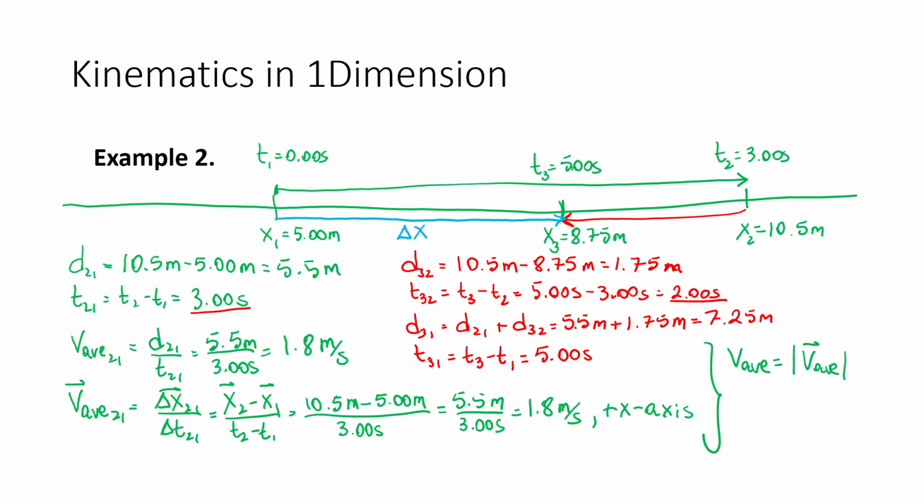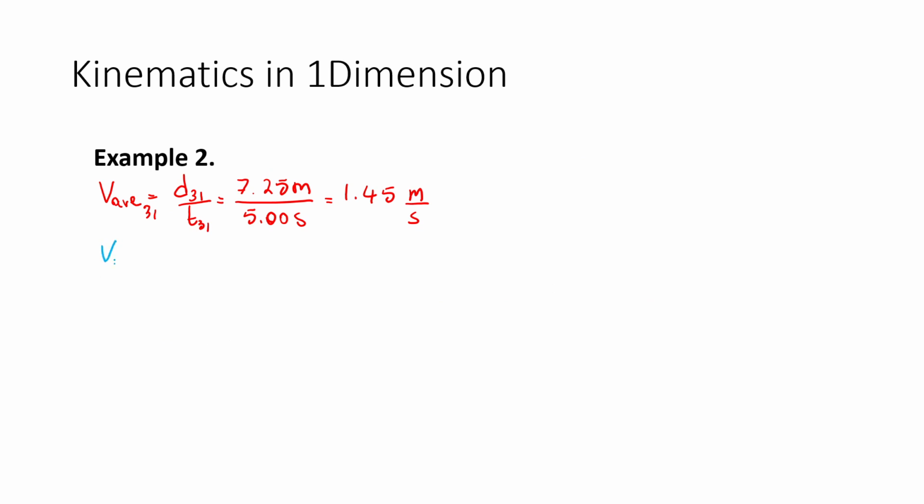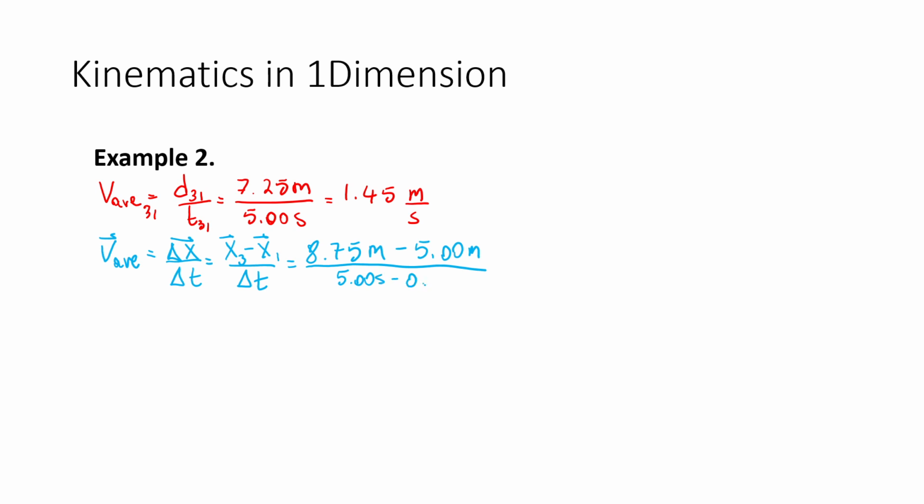We can also understand this by saying that x1 is the initial position of the dolphin, whereas x3 is the final position of the dolphin. So delta x for the entire 5-second lap is going to be x3 minus x1. So how do we calculate the average velocity in that case? The average velocity is going to be delta x divided by delta t, and this will be x3 minus x1 divided by delta t. So this is going to be 8.75 meters, which is the final position, minus 5 meters, which is the initial position, divided by the total time lapse, which goes from 0 to 5. So it's 5 seconds minus 0 seconds.